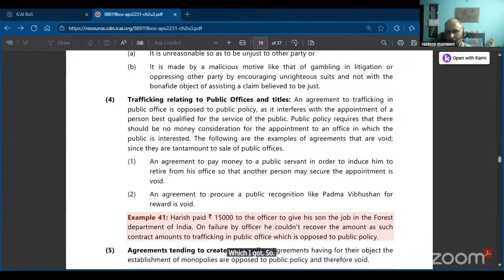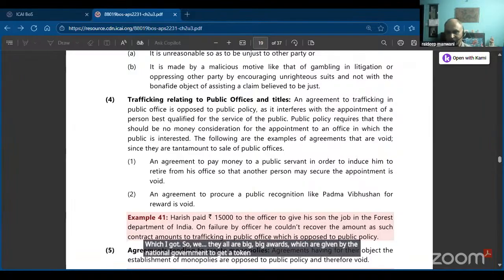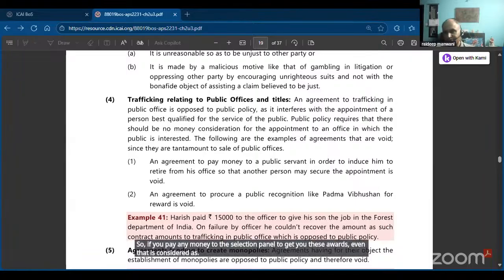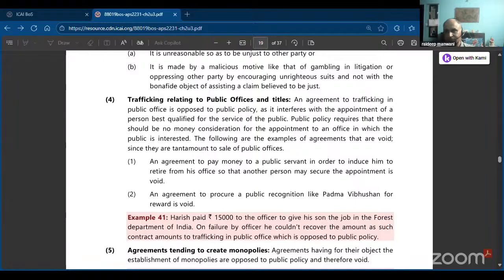So they all are big awards given by the national government as a token. You get it from the President of India, in Rashtrapati Bhavan. So it's a very big honor among 140 crore people. If you pay any money to the selection panel to get you these awards, even that is considered a crime. It is considered a violation. Trafficking public office. Okay, go to the next one, Pranav, quickly.